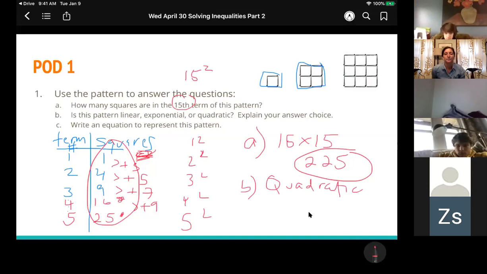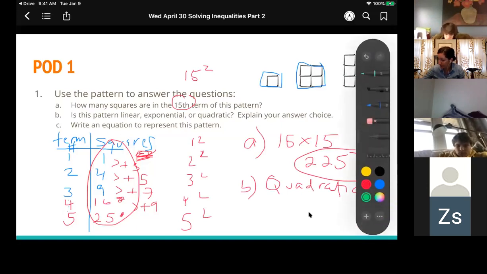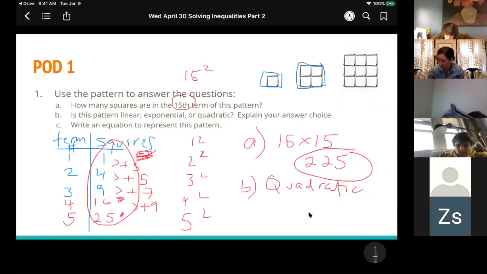Nice job, Henry. Because it goes out 3 times, you could say, I guess. Do you remember what that's called? Who remembers what these green +2s are called whenever you have the first pattern? Second differences.